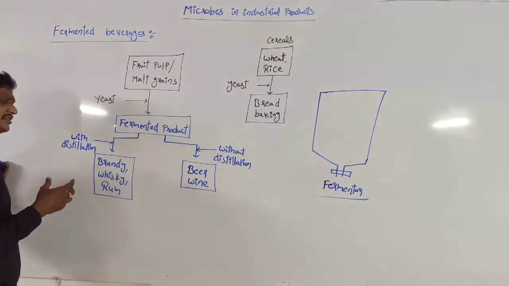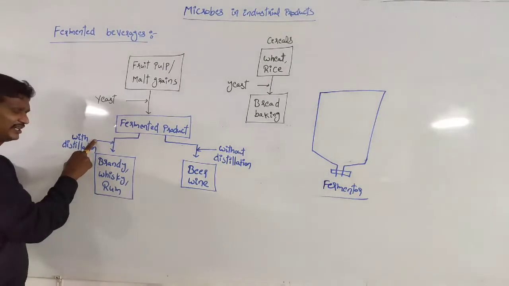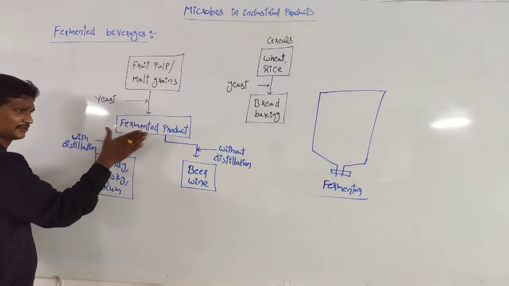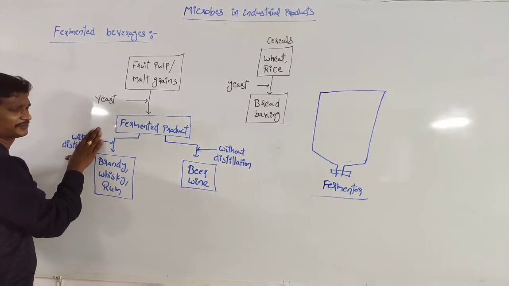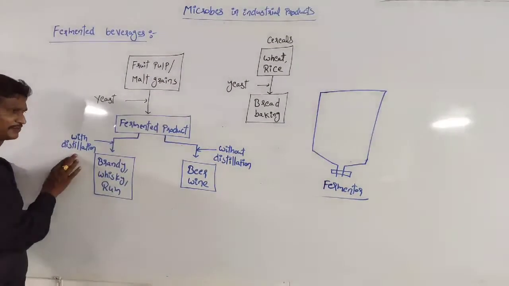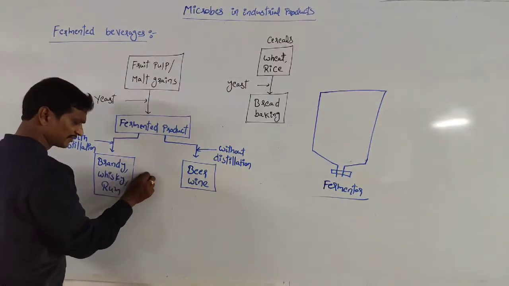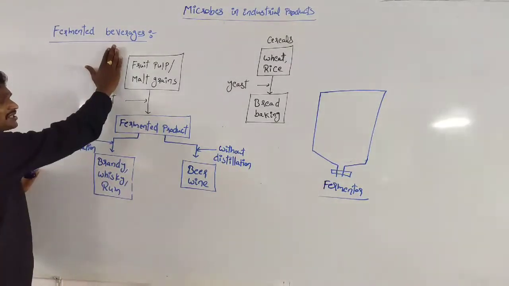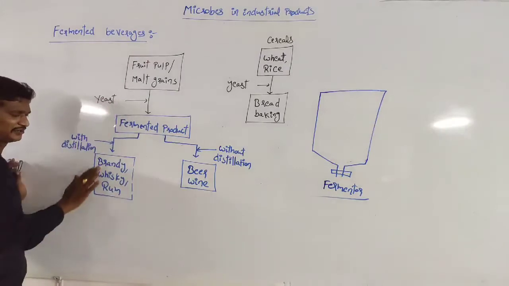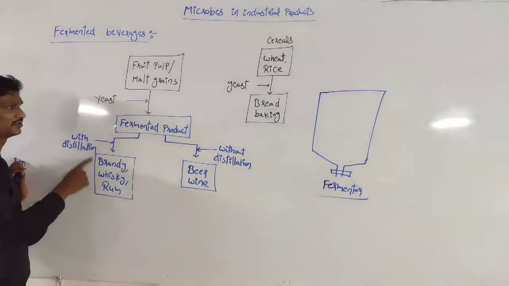Then the fermented product can go two ways, one being distillation. When the fermented product is subjected to distillation, some components are produced: brandy by distillation, whiskey by distillation, rum by distillation. So why brandy in some cases, whiskey in some cases, rum in some cases? If the raw materials are changed, for some raw materials with yeast we get brandy, for some whiskey, and for some rum. Here the raw materials are changed and the product is changed, but the organism is the same.